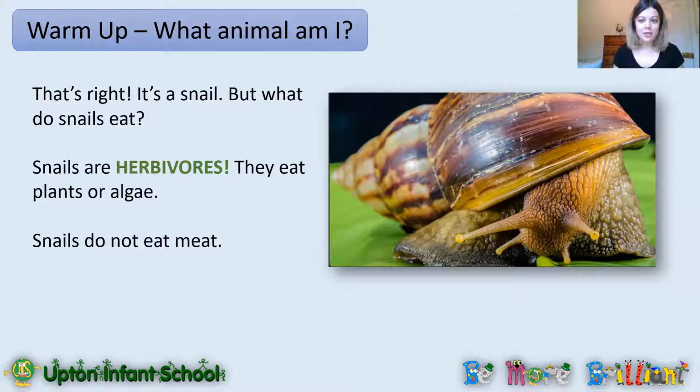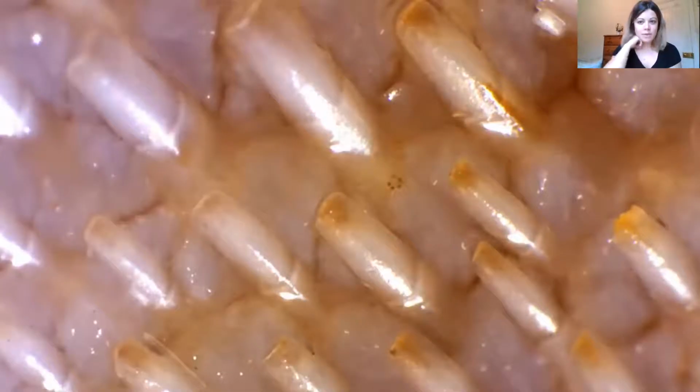So I'm going to show you another picture of an animal, and what I want you to do is, whilst you're trying to think of what the animal is, I want you to have a think about what the animal eats and what group it might fit into. Okay, next one coming up. Oh, what is this? What do you think it is?